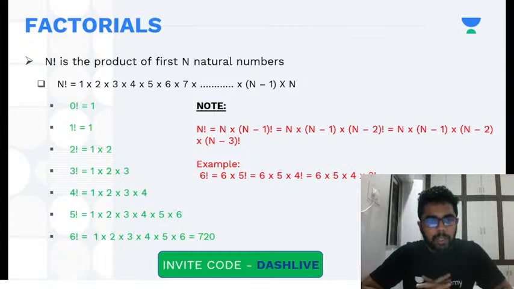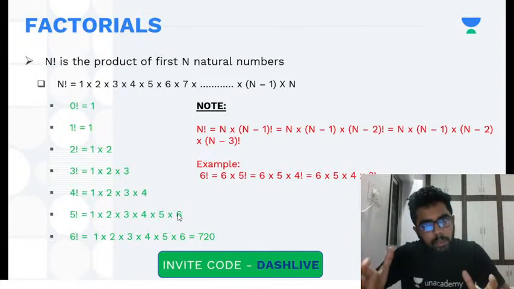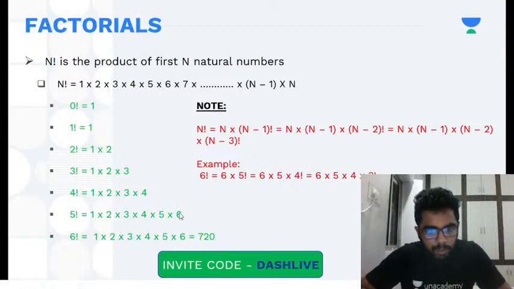If I come to 2 factorial, you can see I have written 1 into 2, 2 factorial is 2. 3 factorial, 1 into 2 into 3, 3 factorial is 6. Then 4 factorial, 1 into 2 into 3 into 4, 4 factorial is 24. 5 factorial, 1 into 2 into 3 into 4 into 5. Sorry, there's a typing mistake. 5 factorial goes only till 5, and 6 factorial goes till 6, and so on. If I'm taking till n factorial, it's till the number n. This is a typing error.